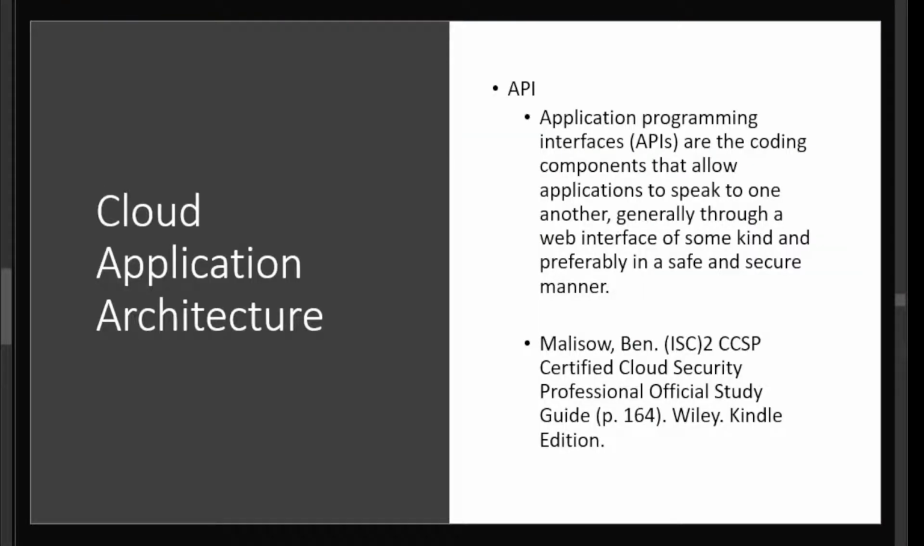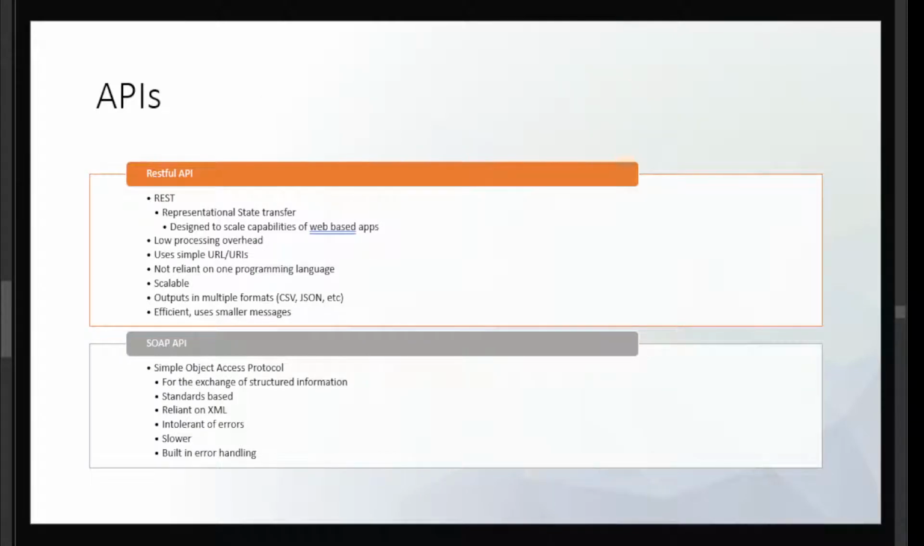So, cloud application architecture. Application Programming Interfaces, APIs, are the coding components that allow applications to speak to one another, generally through a web interface of some kind, and preferably in a safe and secure manner. That's from Ben Malisow, who wrote the book. So let's go over different types of APIs.